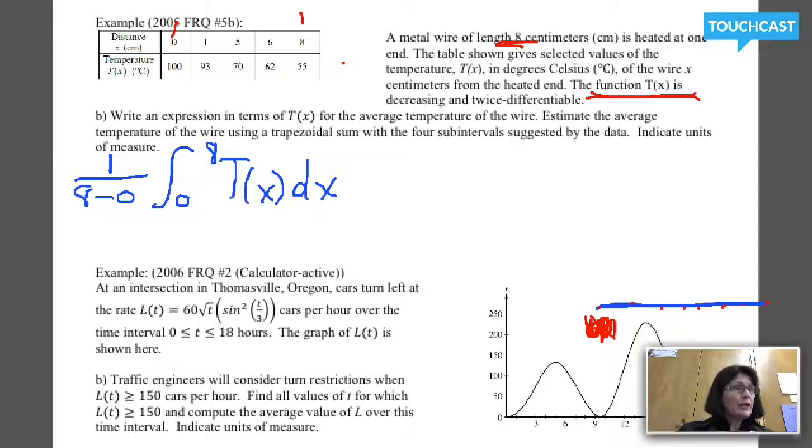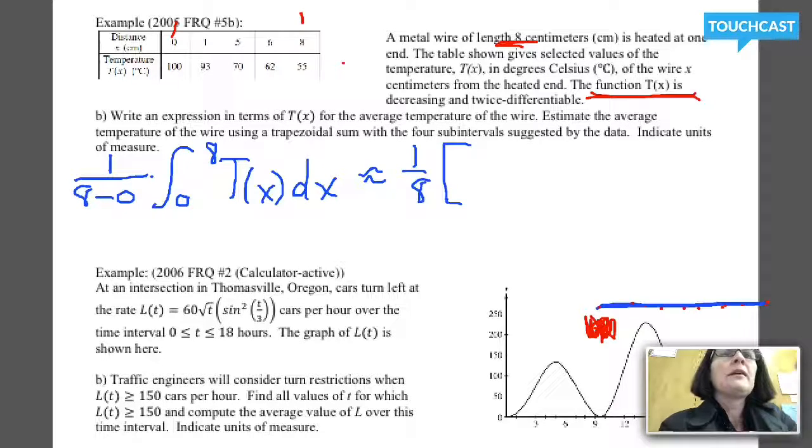So notice that we can use everything we learned in 5.1 about Riemann sums, in this case, a trapezoidal sum. So I see 1/8 times an integral. So that's going to be approximately equal to 1/8 times an approximation for that integral, and I've been told specifically to use trapezoids and to have them cover the interval from 0 to 1, from 1 to 5, from 5 to 6, and 6 to 8.